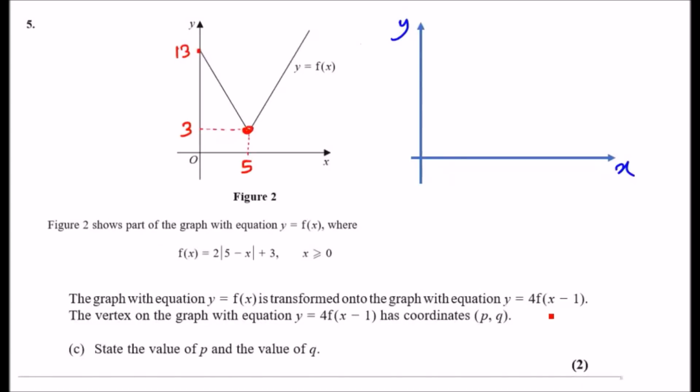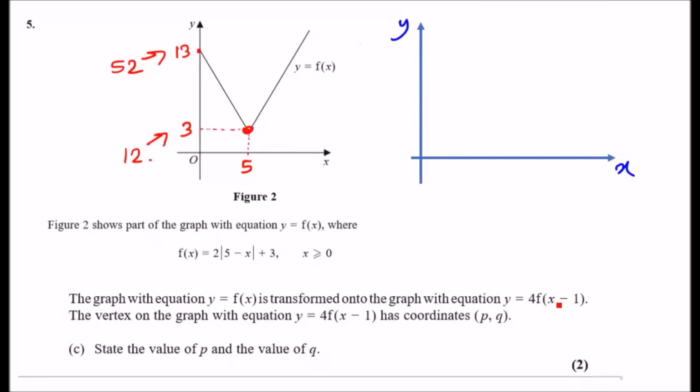Okay, this is just transformations. So a quick thing to note: when you've got a number multiplying the function, this means that the y coordinates have been scaled by 4. So we've got to multiply all these y coordinates by 4. So for example, 13 times 4 becomes 52, and 3 times 4 becomes 12. Of course, x values don't change.